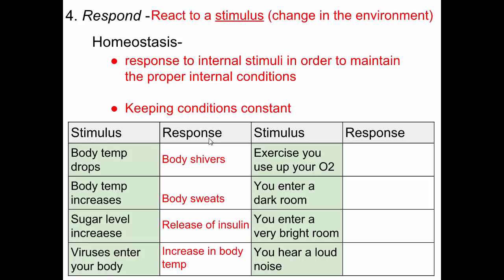Your coach makes you run up the hill to Hughes 10 times in practice. Exercising, using up oxygen. How does your body respond to maintain homeostasis? Your breathing is heavy. Yeah, you breathe harder, heavier, faster to get more oxygen into your body.